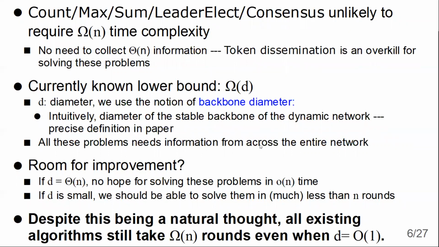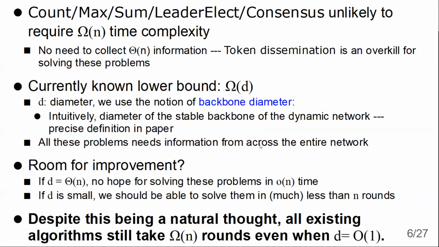Even though all existing algorithms for solving these problems take Ω(n) time complexity, one would naturally conjecture that Ω(n) is not a hard lower bound for any of these problems. After all, different from token dissemination, these problems do not fundamentally require collecting Ω(n) information. For example, in the count problem, we simply need to know the total number of nodes. We are not trying to learn all their IDs. Because of this, it seems quite obvious that using token dissemination to solve count is likely an overkill.